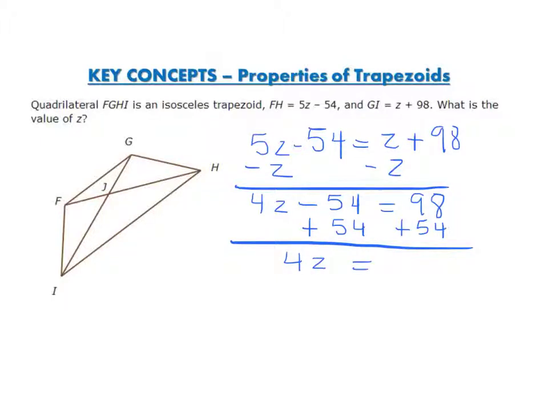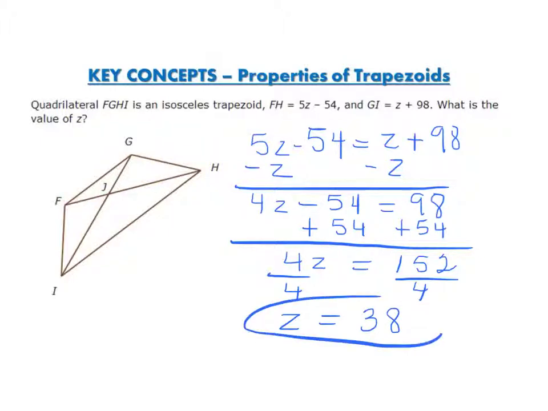4Z equals 152. I divide both sides by 4, which gives me Z equals 38. So the value of Z is 38. And if I replace 38 in both algebraic expressions, I would come up with the same answer. The answer happens to be 136, but check it just to make sure.